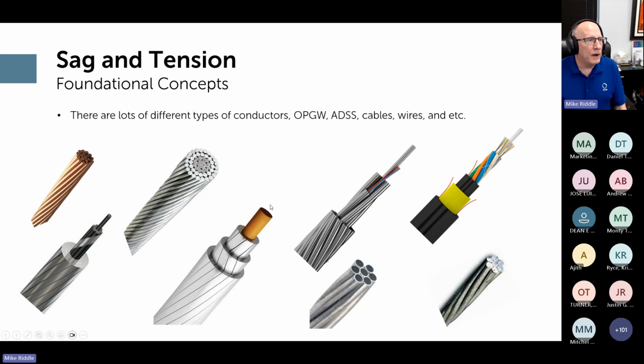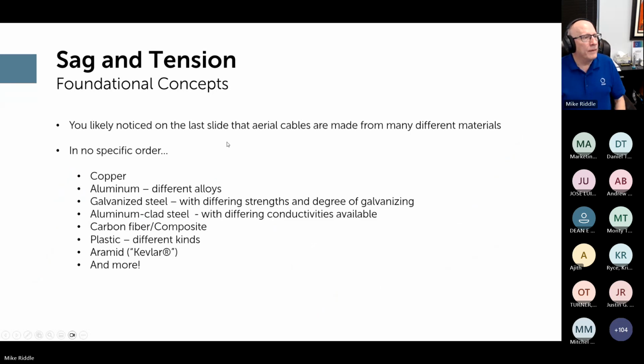There are lots of different types of conductors used in aerial cable systems. Here are some pictures of them. Just give you a moment to take in their beauty. And then you may have noticed, amongst those cables, that there are a lot of different types and styles, in particular, a lot of different materials. Here are some of them in no particular order.